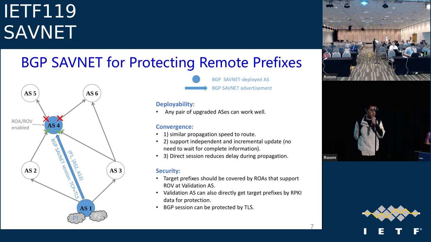And for the security, we have received some comments from some people, and we consider that we can protect the source address by conducting ROA at the validation AS, or the validation AS can also directly get the target source prefixes from the RPKI data, and the BP session can be protected by using TLS.